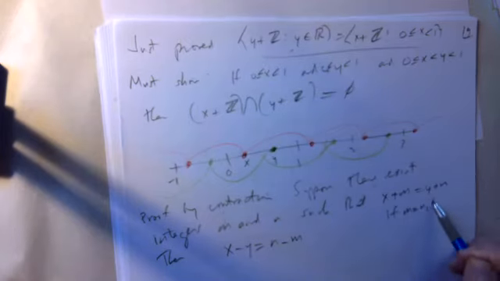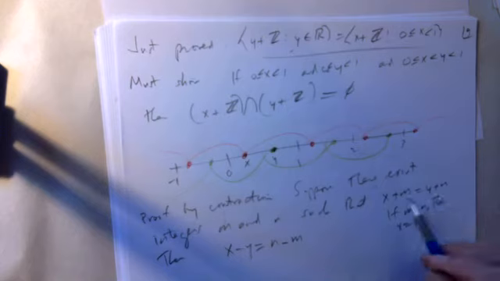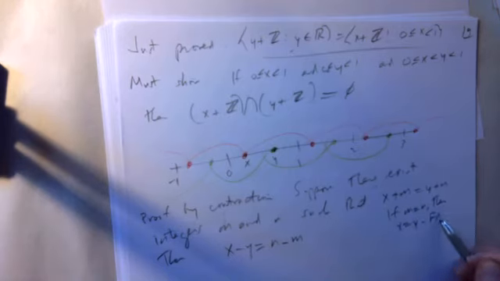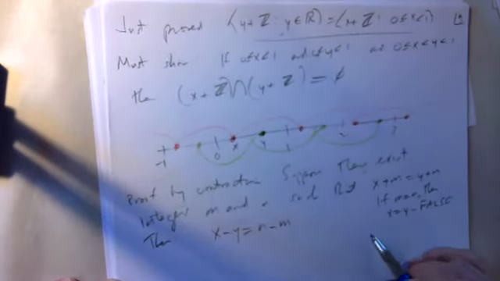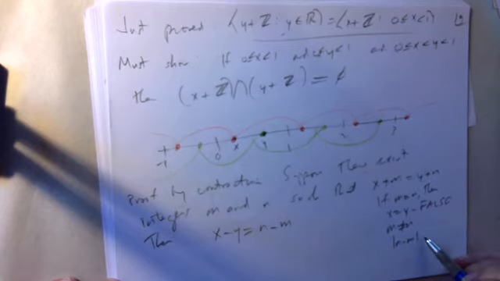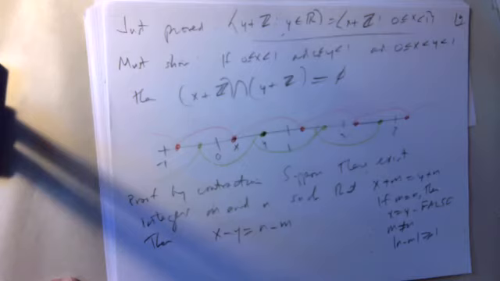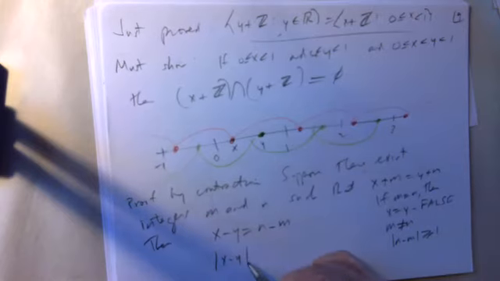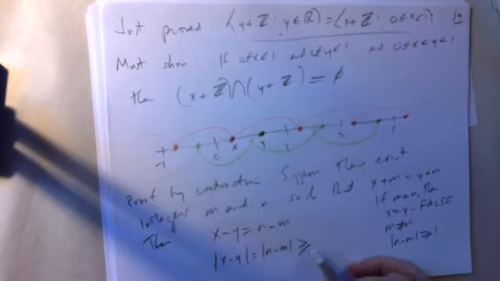And what can we say about this? Well, first of all, if m equals n, then x equals y. If m equals n, they cancel, x equals y. And we know that's false, because x and y were taken to be different. So therefore, m is different from n. And if you have the difference of two integers, n minus m is at least 1. So if x minus y is n minus m, then the absolute value of x minus y is the absolute value of n minus m. This is greater than or equal to 1.